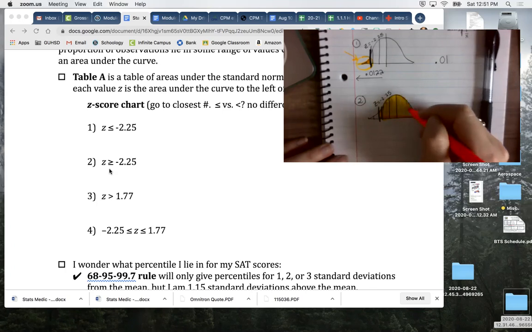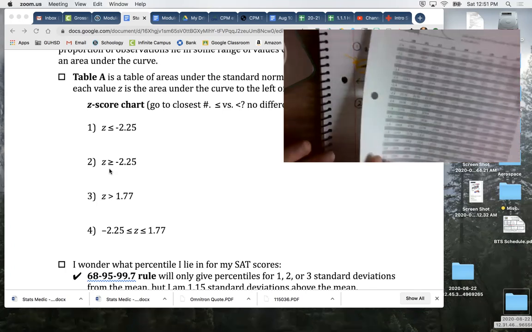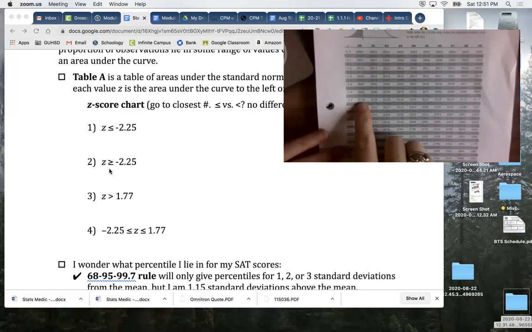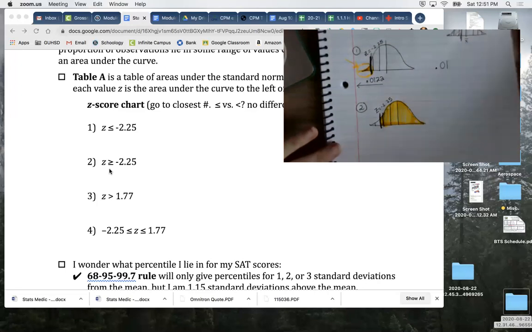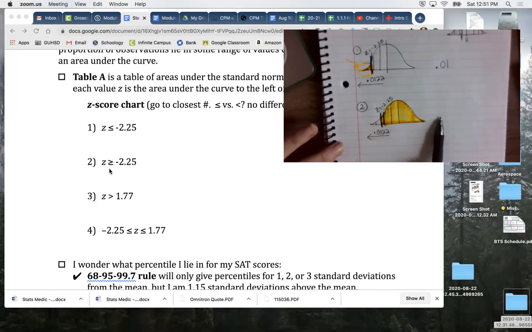Well, I can tell you that number has not changed. If I go to negative 2.25, it's still going to be that 0.0122. So I still put that 0.0122, but that's my area to the left. So that's my area to the left. I don't want the area to the left. I want the area to the right.